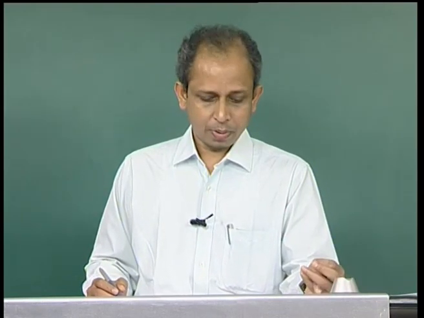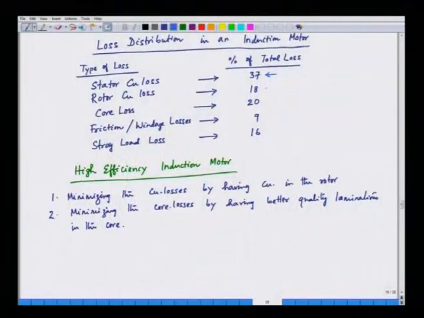Then the rotor copper loss occurs in the rotor bars in the case of a squirrel cage machine, about 18% of the total loss. The core loss occurs both in the stator and in the rotor, and is about 20% of the total loss. Then we have the friction and windage losses, 9%. The stray load losses are about 16%. So, these are basically the various losses in an induction motor.